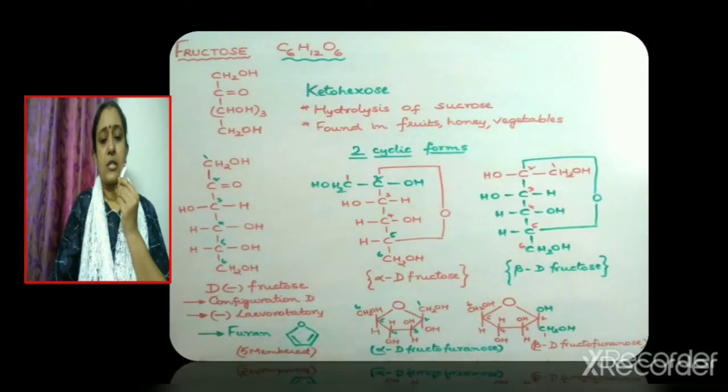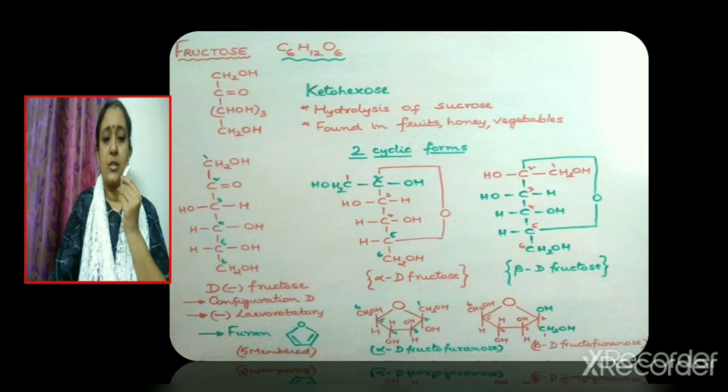We shall now discuss another carbohydrate, that is fructose. The molecular formula is C6H12O6. Fructose is a ketohexose. It is a ketose because the functional group present is a ketonic group, and it is hexose because 6 carbon atoms are present in fructose. Thus fructose is a ketohexose. It is prepared by the hydrolysis of sucrose. Fructose is found in fruits, honey as well as vegetables.